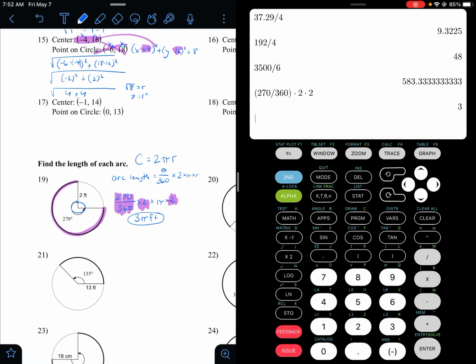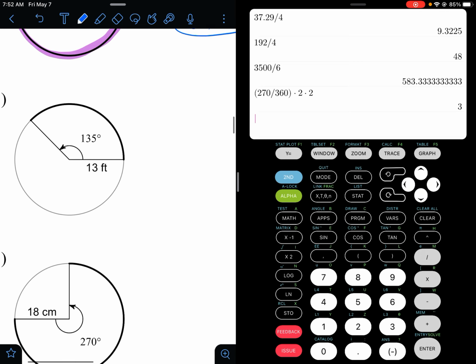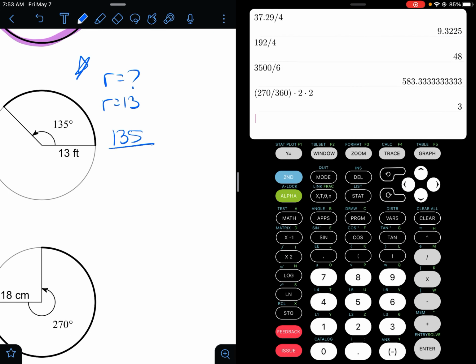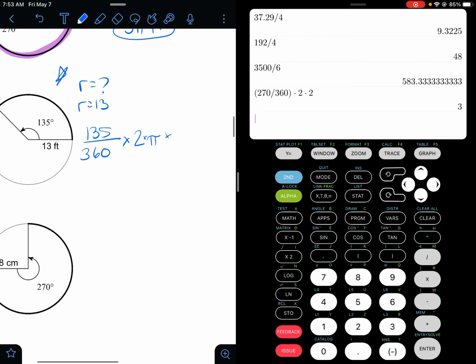All right, awesome. Let's go ahead and try another one here. So first off, tell me what the radius is. What is my radius? So my radius here is going to be 13. All right, so we're going to plug it into our arc length formula, which is 135 over 360 times 2 times pi times our radius, which is 13.